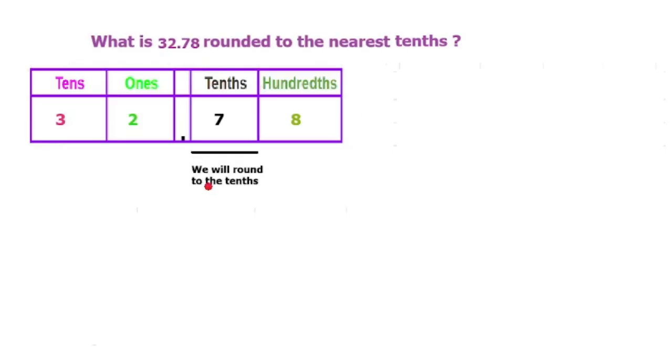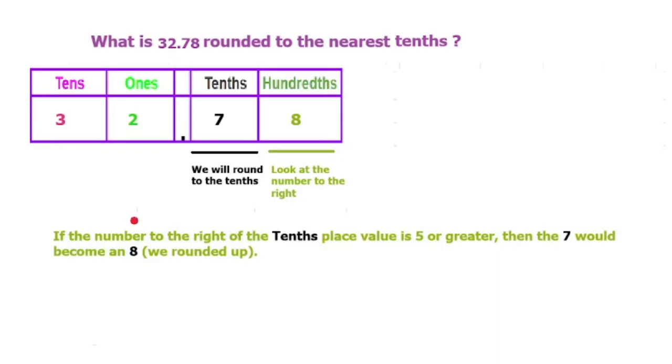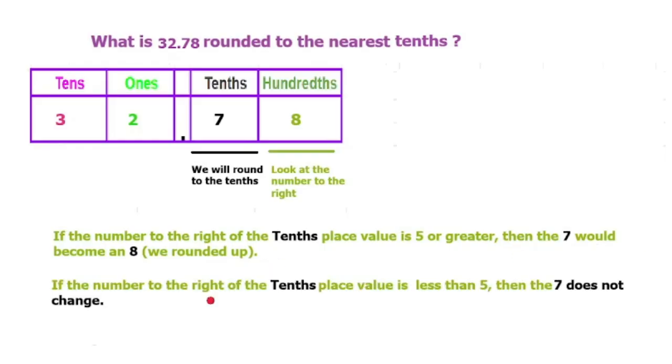So we will round to the tenths, which is this number, okay? And to do that, you look at the number to the right, which is this one. Then if the number to the right of the tenths place value is 5 or greater, then the 7 would become an 8. We would have to round up, right? If the number to the right of the tenths place value is less than 5, then the 7 does not change, okay?